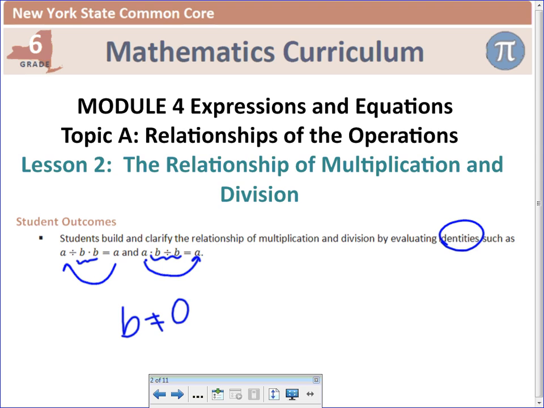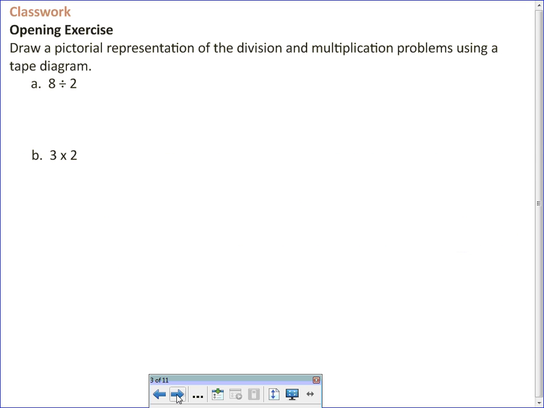Let's try some. Right now on your paper, draw a tape diagram that will represent 8 divided by 2 and a tape diagram that will represent 3 times 2. So go ahead and draw that now. Draw a tape diagram. Those are the key words. No circles or groups or anything.